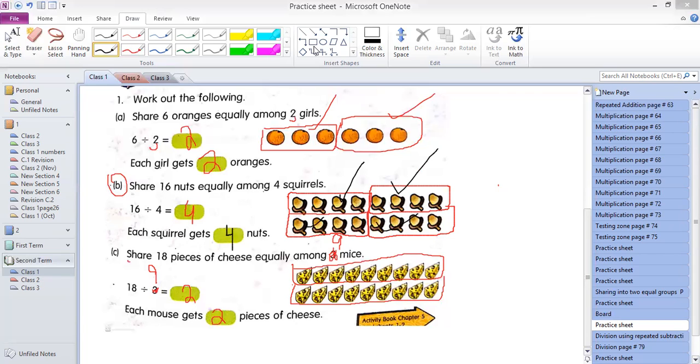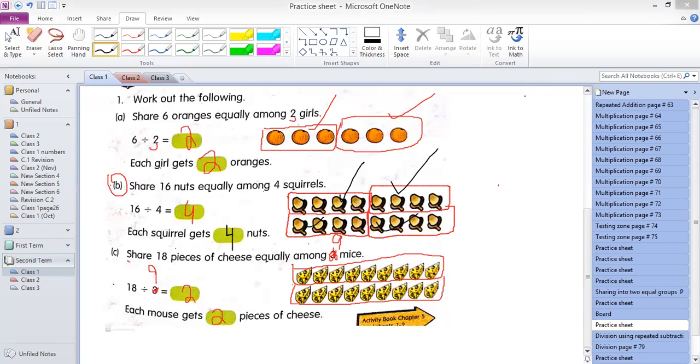Yes. Good. All right. I repeat, guys. When you divide 16 nuts equally among 4 squirrels, how is it divided? He makes groups. Groups of what? Groups of 4. Because you are dividing by 4, so he is making groups of 4.